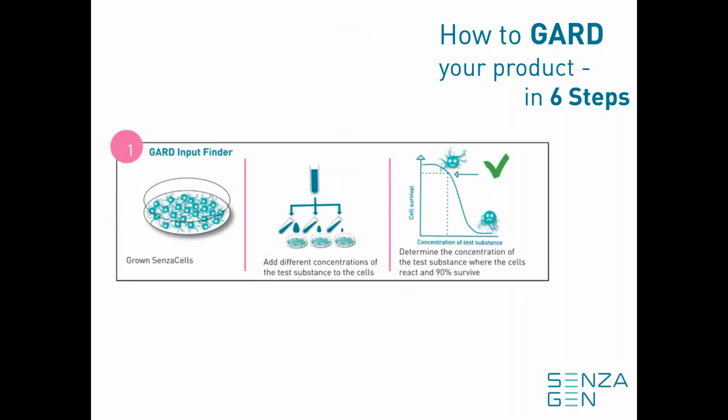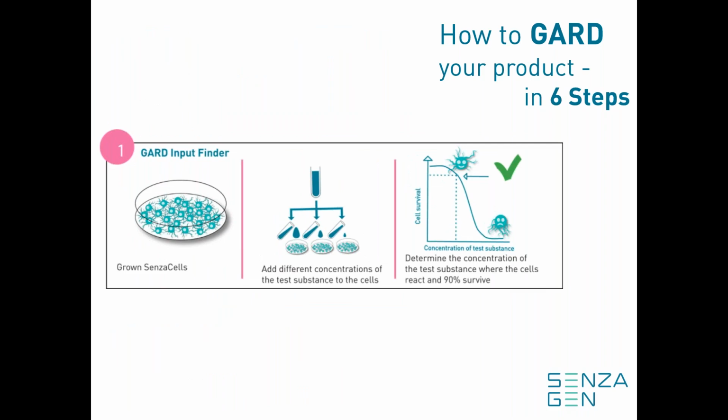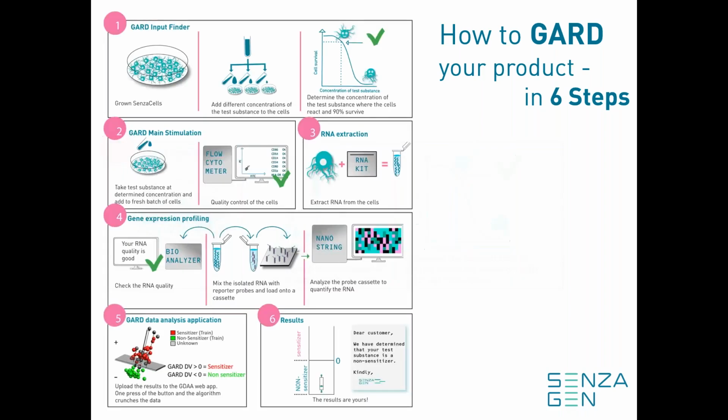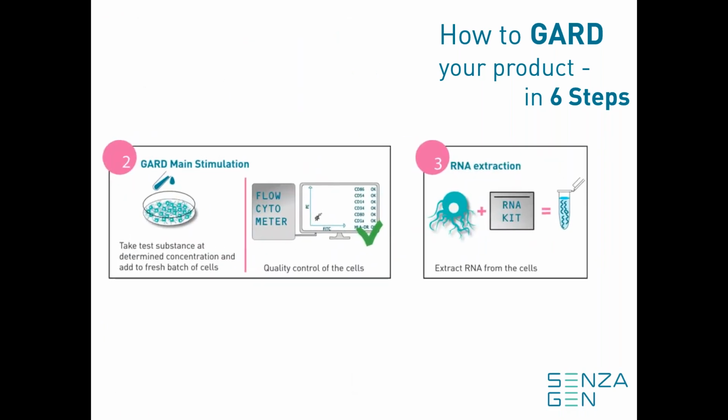So the first thing we do is to define the concentrations that we should use for the stimulation. This is called the GARD input concentration. We perform a dose response testing where we identify a concentration that induces a relative viability of our cells of 90%. Once we have identified the GARD input concentration, we perform the cellular stimulations at this concentration. We perform a quality control of the cells, and after that we simply isolate all of the RNA material.